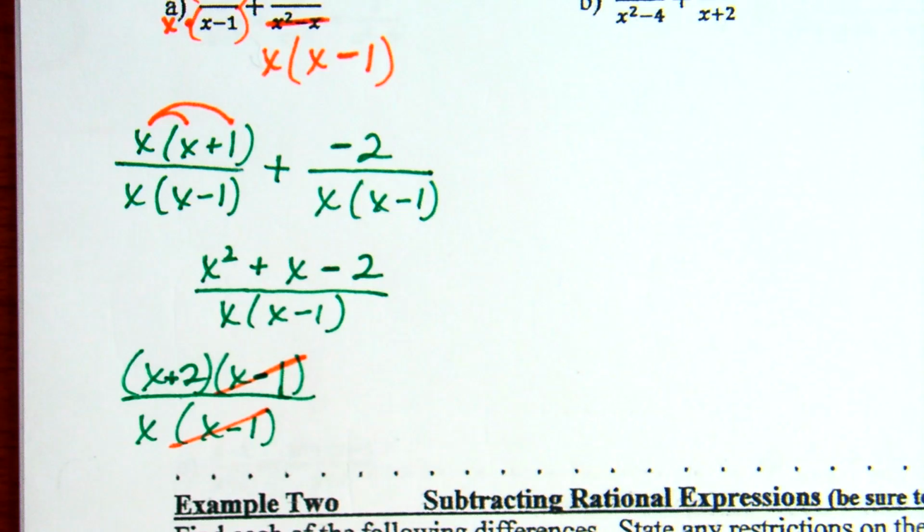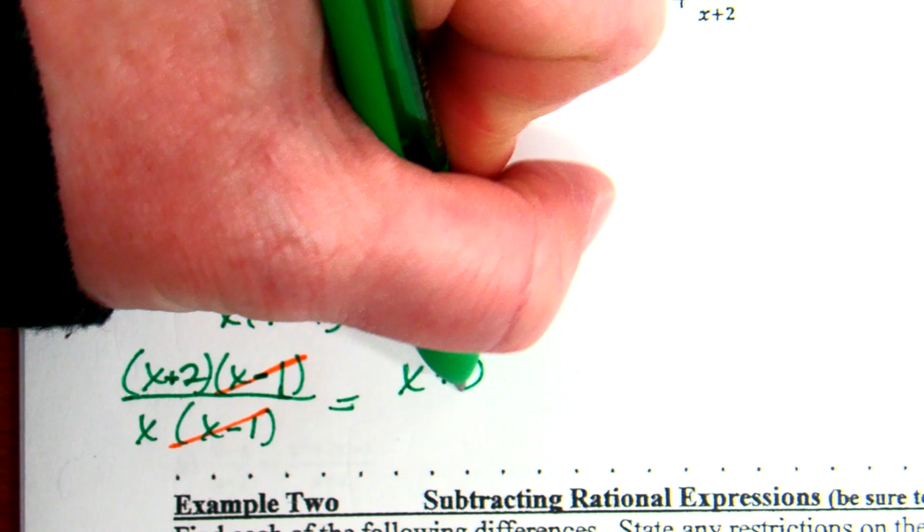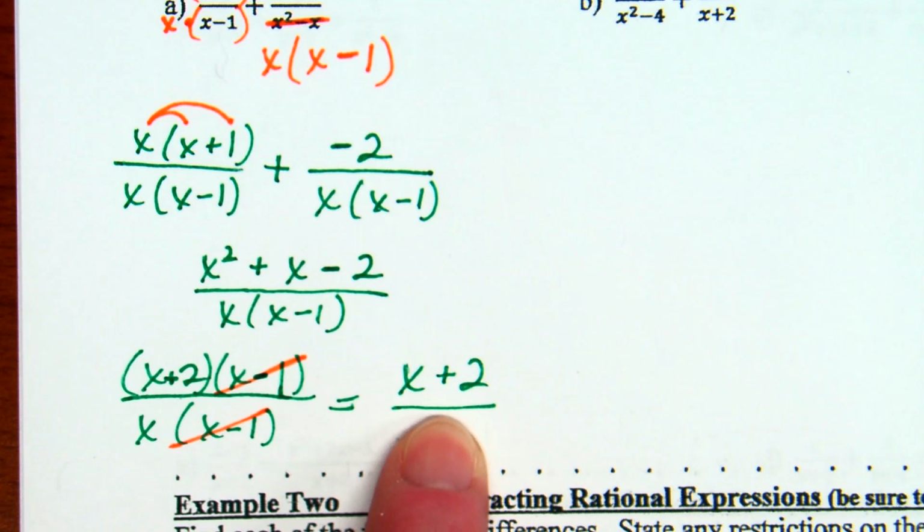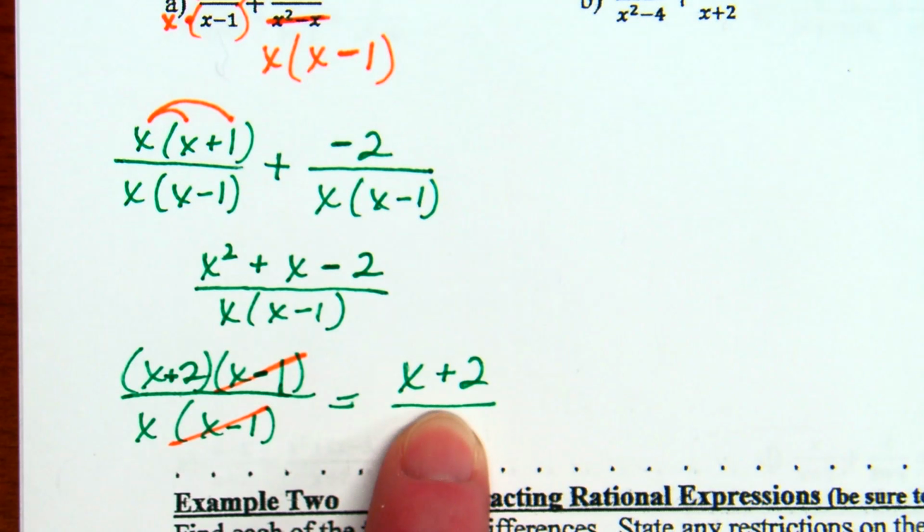And we now have x plus 2 over x. Can I cancel those x's? I don't think so, because x is married to the 2.